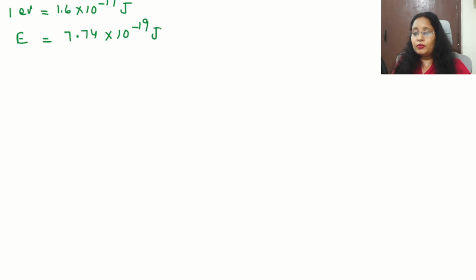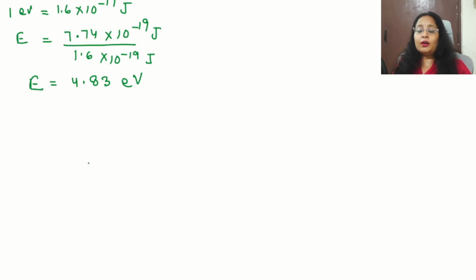First thing we will do here. We knew that 1 electron volt is equal to 1.6 into 10 to the power minus 19 joule. So we can write E is equal to, we have 7.74 into 10 to the power minus 19 joule, which we calculated, divided by 1.6 into 10 to the power minus 19 joule. So we will get the value here, which is 4.83 electron volt. Now we get the value of the energy of the photoelectron.